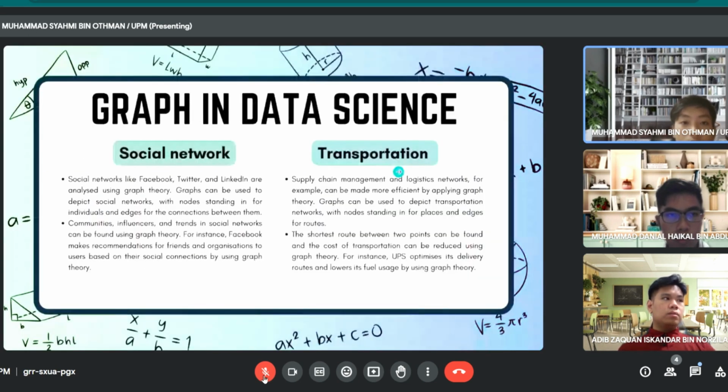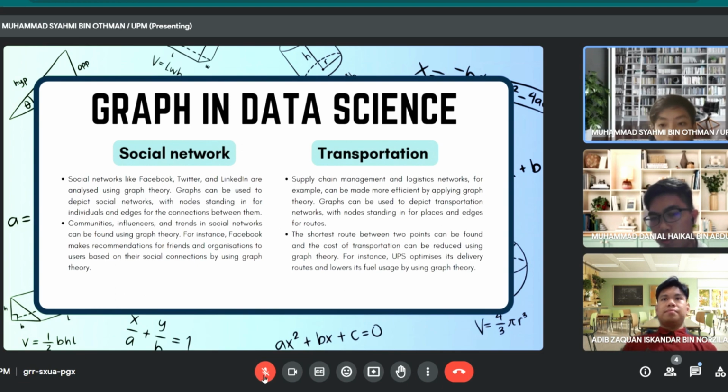So for the application of graphs in data science, the first one is social networks. Social networks like Facebook, Twitter, and LinkedIn are analyzed using graph theory. Graphs can be used to depict social networks with nodes standing in for individuals and edges for the connections between them. The second one is transportation.